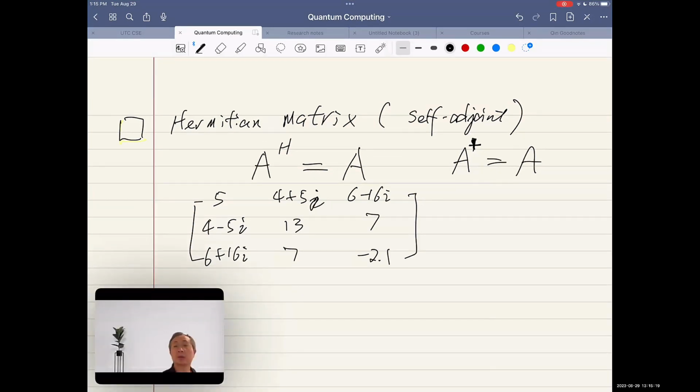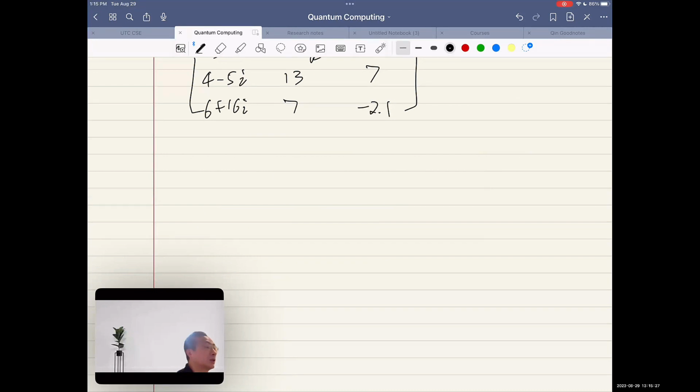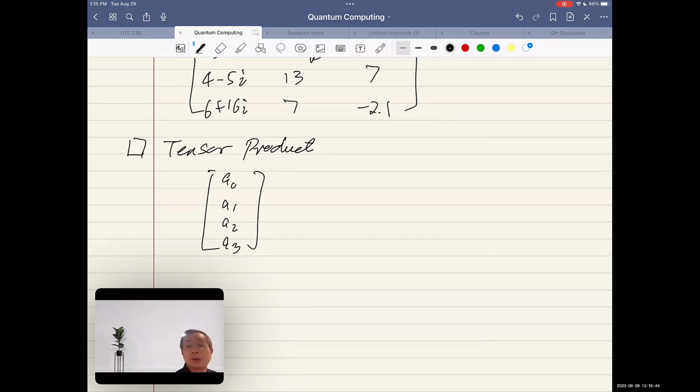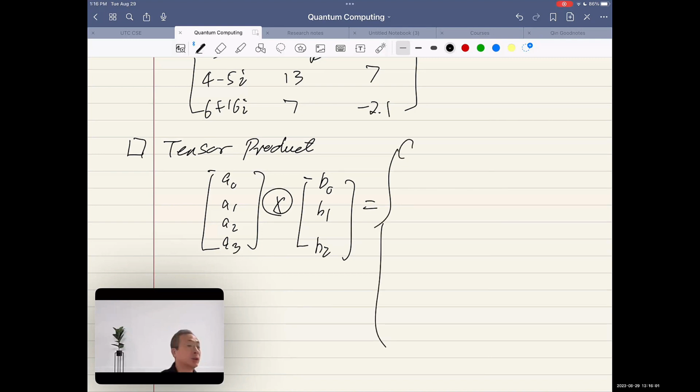So the tensor product. If we have a vector A0, A1, A2, A3 times another vector B0, B1, B2, what this does is actually expand this into A0 times B, then A1 times B.